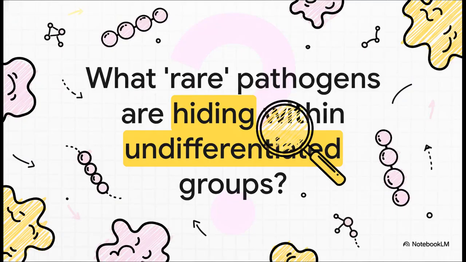And we'll leave you with this final thought. The story of Streptococcus acidominimus is the perfect example of how better technology can reveal a hidden threat. It really makes you wonder, right? As our diagnostic tools get even more powerful, what other clinically important pathogens are still out there, just hiding in plain sight within these broad, undifferentiated microbial groups?